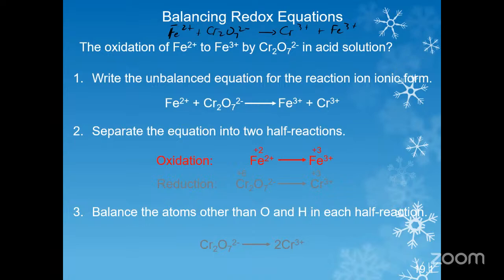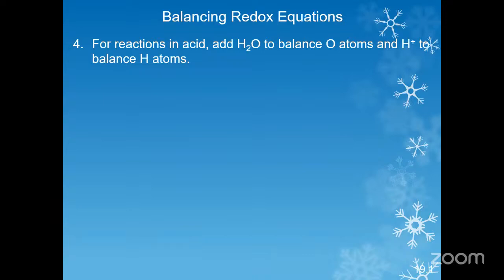So that is step number 3. Step number 4. Now, for reactions in acids, and that's what we'll be dealing with in this class here. To balance the oxygens, to answer your question, we add water to the side that is deficient of oxygens, and we add enough water so that the number of oxygen atoms are the same on both sides. And then to balance the hydrogen atoms, we add hydrogen ions to the side that is deficient of hydrogens until they are balanced on both sides as well.